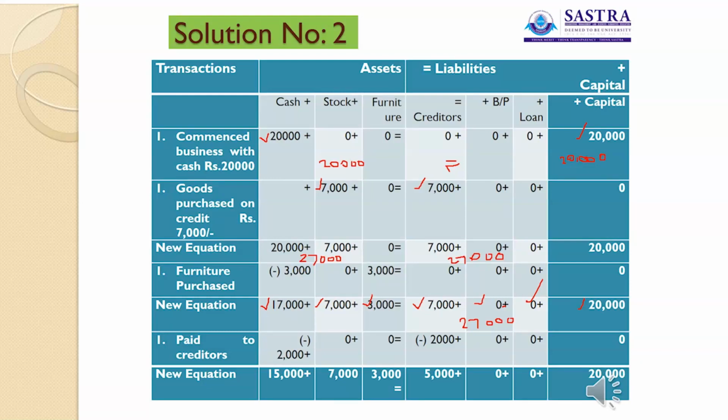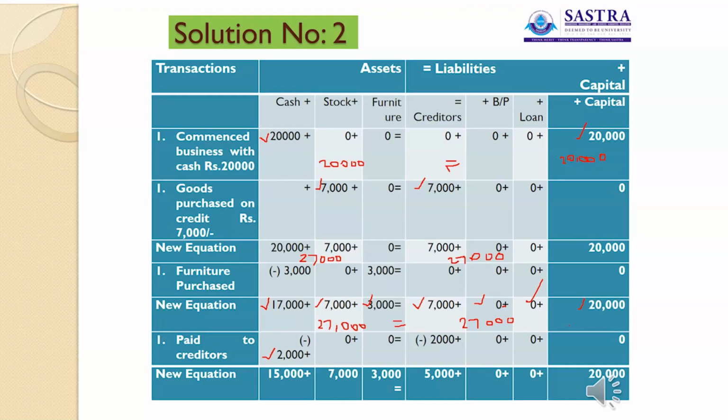So what is the total value of the liabilities here? 7,000 plus 20,000, 27,000. So here, the total value is creditors 7,000, capital 20,000. So 20,000 plus 7,000, 27,000. Here asset side 17,000 plus 10,000, 27,000. So the asset side total is also 27,000. So 27,000 is equal to 27,000. Here the accounting equation is proved.